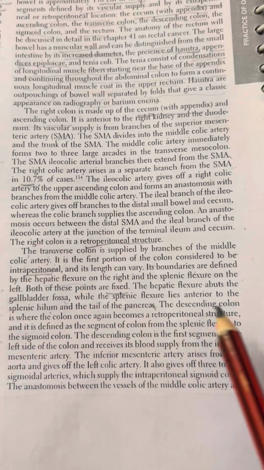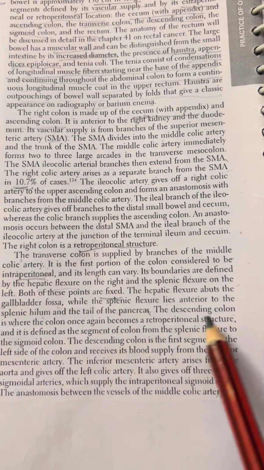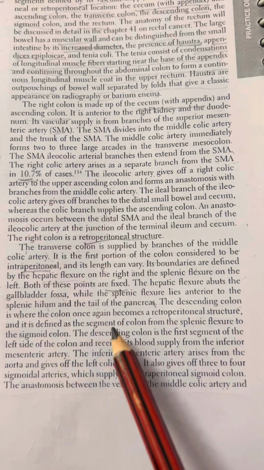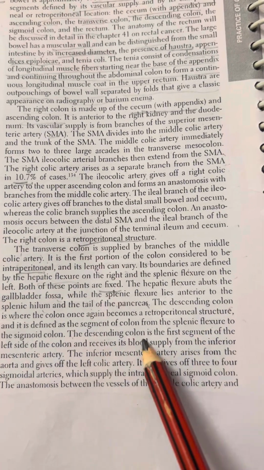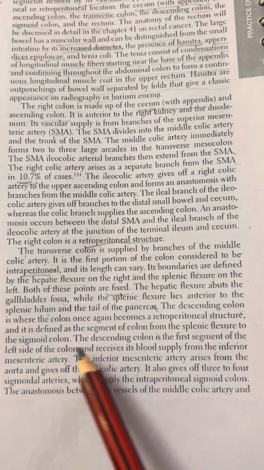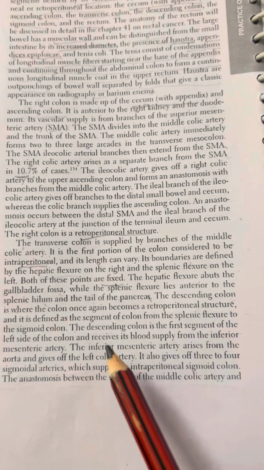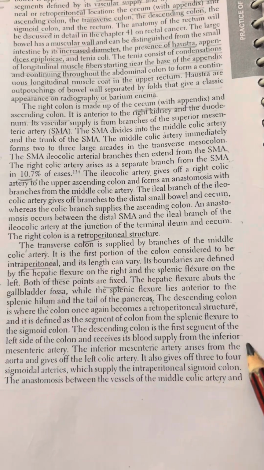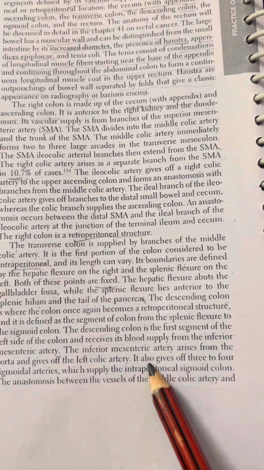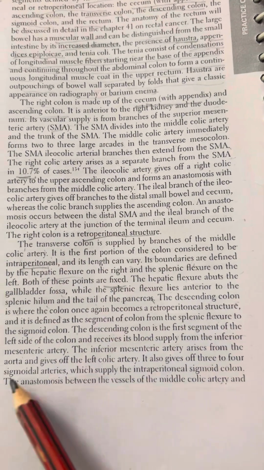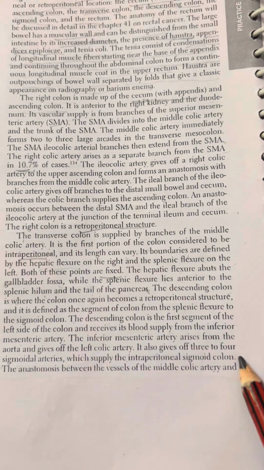The descending colon is where the colon once again becomes a retroperitoneal structure, and it is defined as the segment of colon from the splenic flexure to the sigmoid colon. The descending colon is the first segment of the left side of the colon and receives its blood supply from the inferior mesenteric artery. The inferior mesenteric artery arises from the aorta and gives off the left colic artery. It also gives off 3 to 4 sigmoidal arteries, which supply the intraperitoneal sigmoid colon.